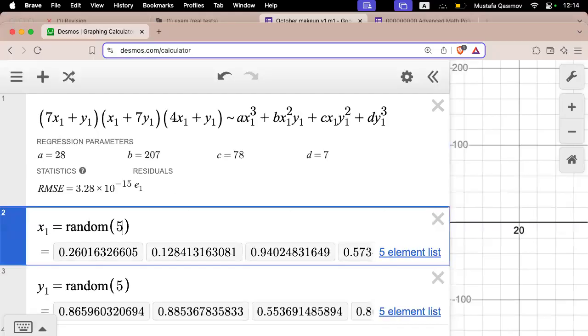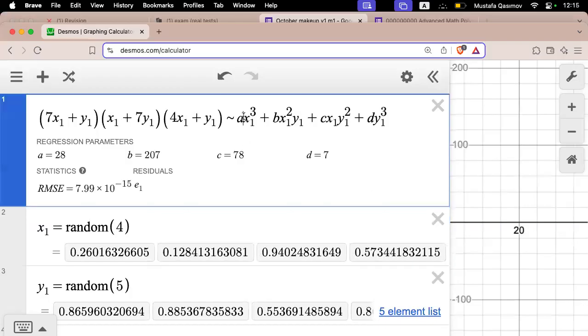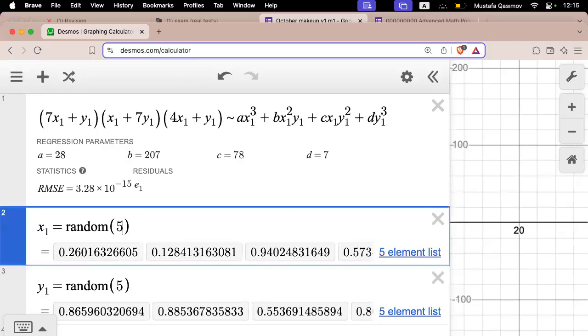When you write random 5, Desmos puts 5 random values instead of x and calculates. When you write random 100, it will put 100 random values instead of x. So actually it is the same. You just have to write more than 4 because you have 4 letters. Generally, there is no difference from random, at least.